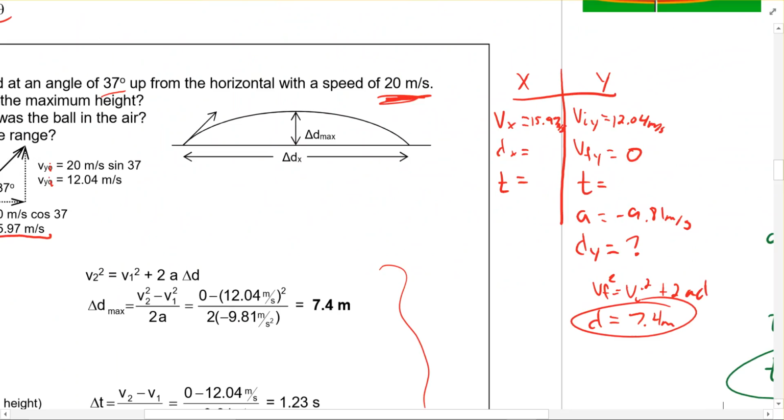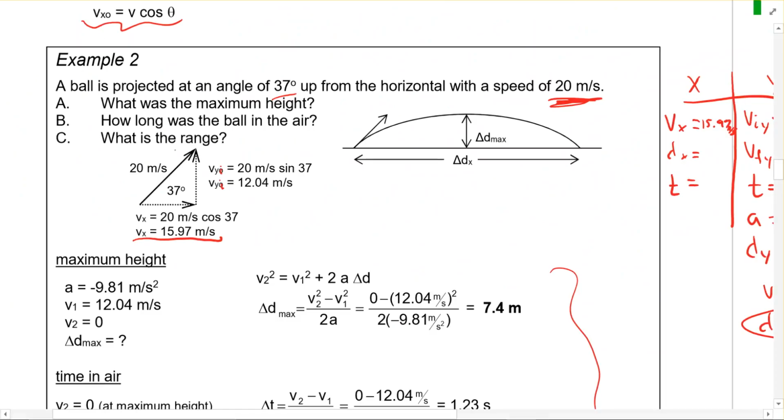All right, now C says, what is the range? Now this is just a term that we need to kind of get straight. Range is the distance from there to there. I don't know if you play any kind of video games with shooting or anything. They might say that those tanks are out of range. They're too far, or a ship is shooting at another ship, and you say, oh, they're out of range. It's talking about a distance in the x direction.